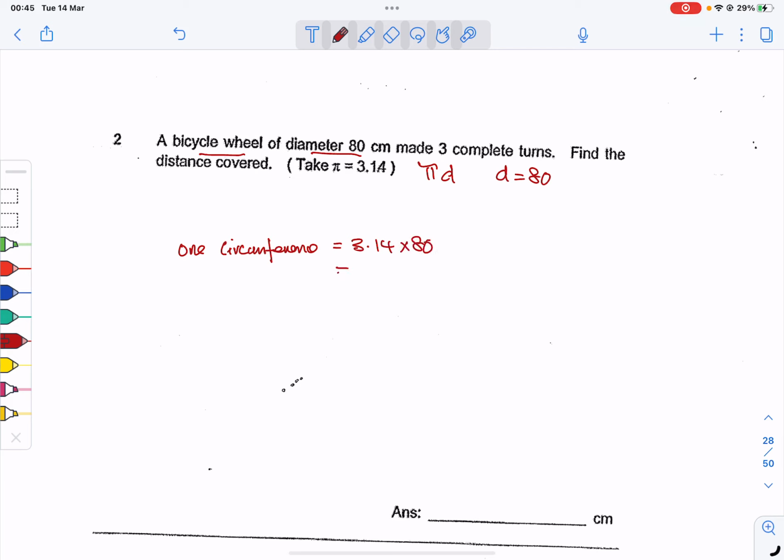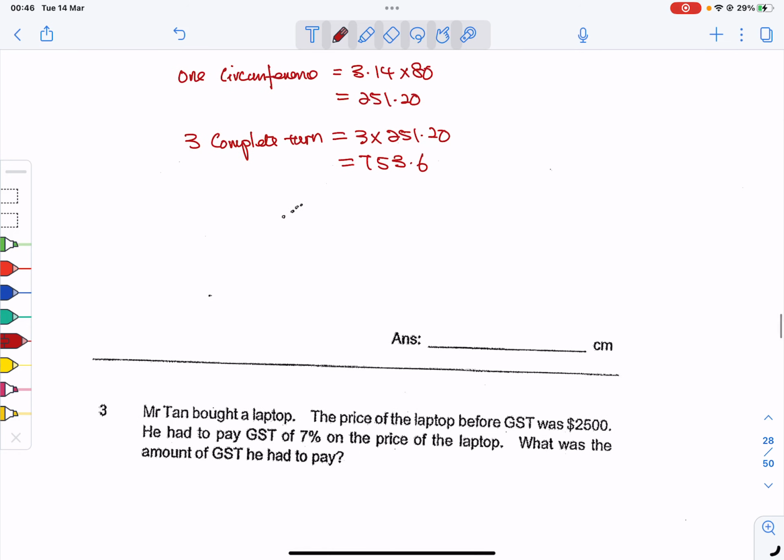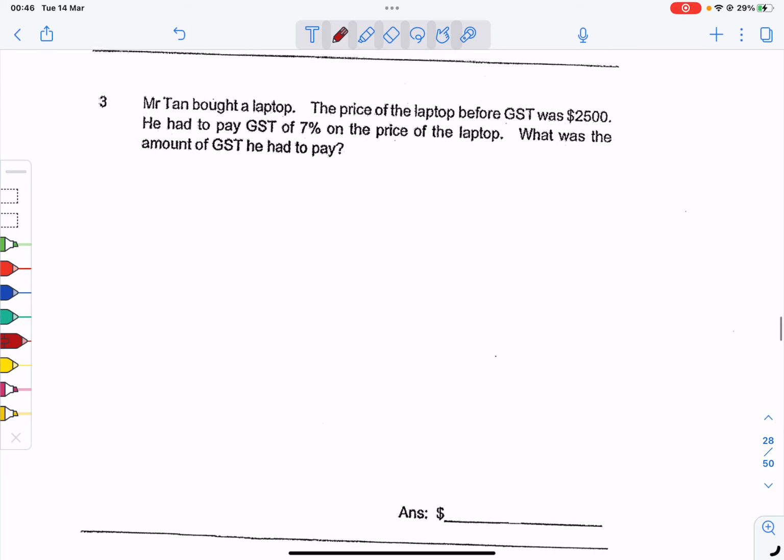So we'll have 251.20. So, 3 complete turns will be 3 times 251.20. So we get 753.6 cm. So we'll put down the answer 753.6 cm.